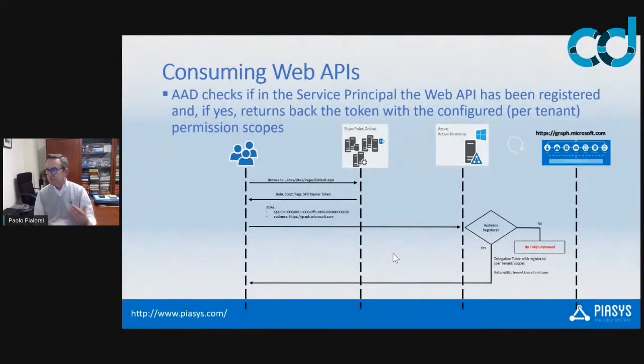Using that access token, we will be able to consume the API. But in order to get the access token, first of all, Azure Active Directory will do a check, will verify if we are requesting an access token for a resource that we can consume from SharePoint Framework. And if we can consume that resource, we will get back the access token. If not, we will get back an exception indeed.